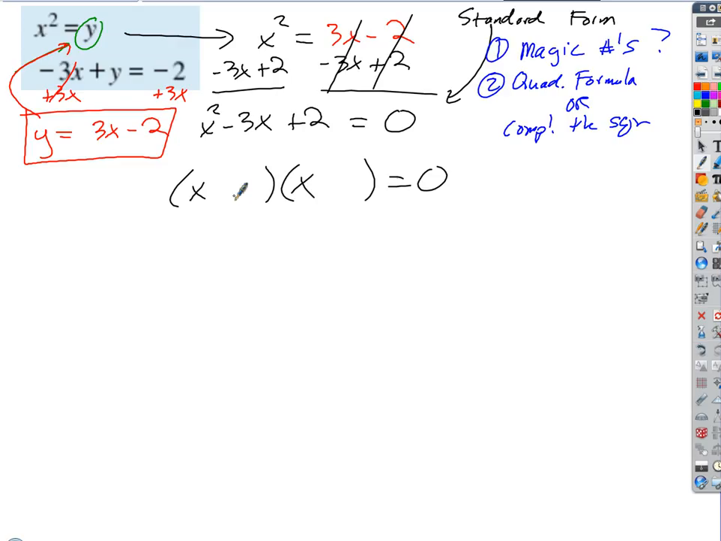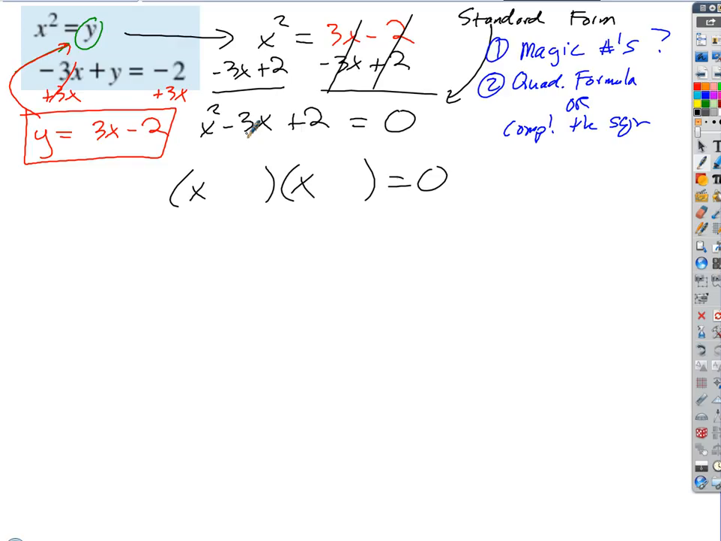What do you think, Everett? What do they multiply to? 2. You got to multiply to positive 2. Good. And add to negative 3. Right, they're going to multiply to the constant and add to the coefficient of x always. So are there numbers that multiply to positive 2 and add to negative 3?